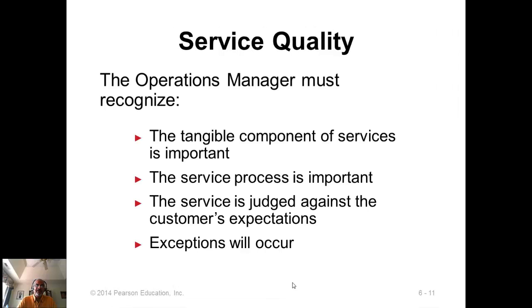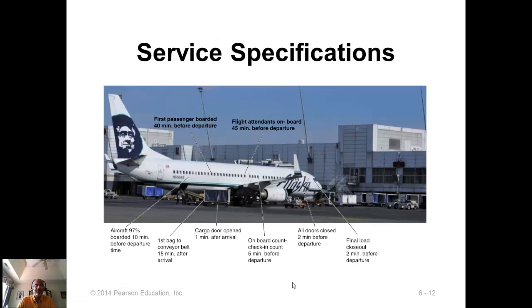So what the managers must recognize is there is always a tangible component to the service product, and that is important, and make sure that that tangible product meets the expectation. And the process of delivering service is important. In an airline company, for example, make sure that the process of serving the customer is a pleasant one. Service is judged against customer expectations, which need not be all the same. And exceptions will always occur, and you need to deal with those exceptions.